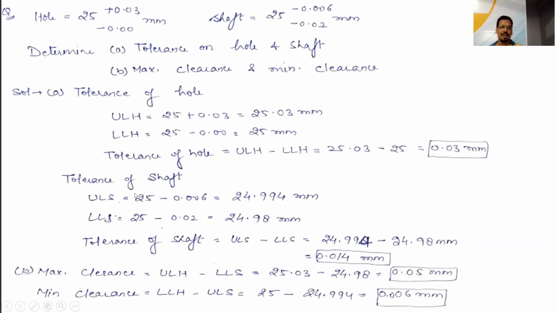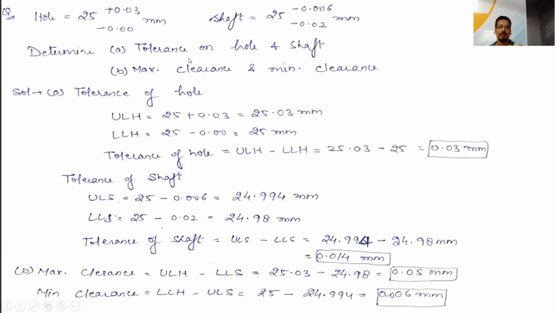For the tolerance of the shaft, the upper limit of the shaft will be 25 minus 0.006, so it is 24.994 mm. The lower limit of the shaft is 25 minus 0.02, that will be 24.98 mm. So the tolerance for the shaft will be upper limit of shaft minus lower limit of shaft, and this will be 0.014 mm. So this is how we will calculate the tolerance on the hole and the tolerance on the shaft.